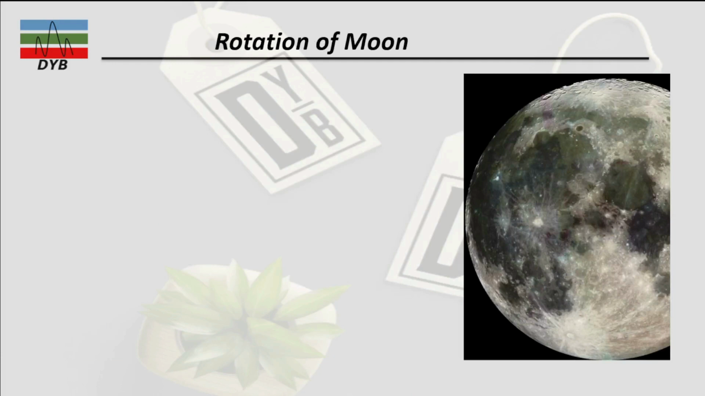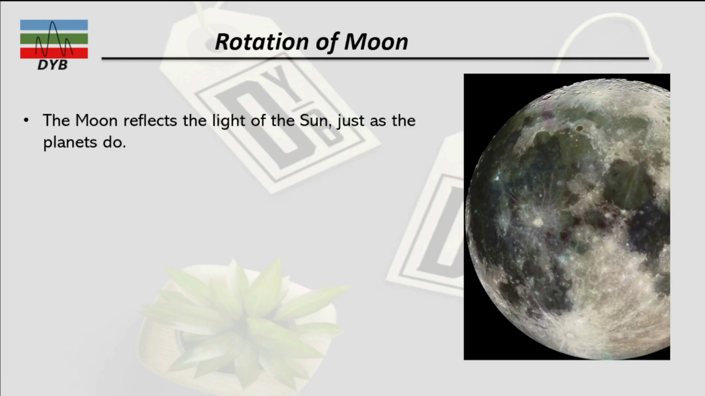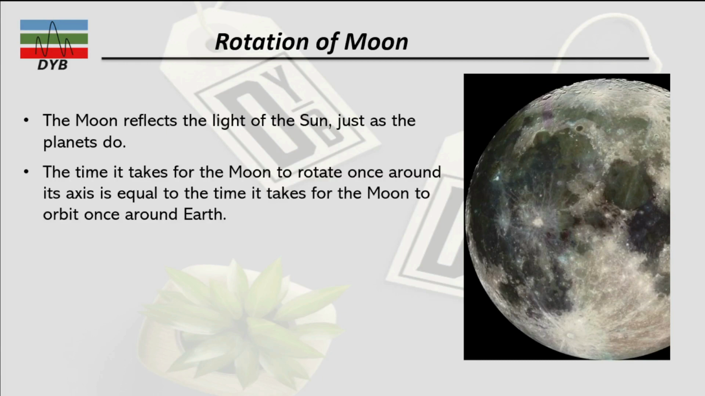So let's look at the rotation of the moon first. The moon reflects the light from the sun just like the other planets, so it does not have its own source of energy, as discussed in the previous lecture as well. The time it takes for the moon to rotate once around its axis is equal to the time it takes for the moon to orbit around the Earth. This means we always look at the one side of the moon, which is called the near side of the moon.